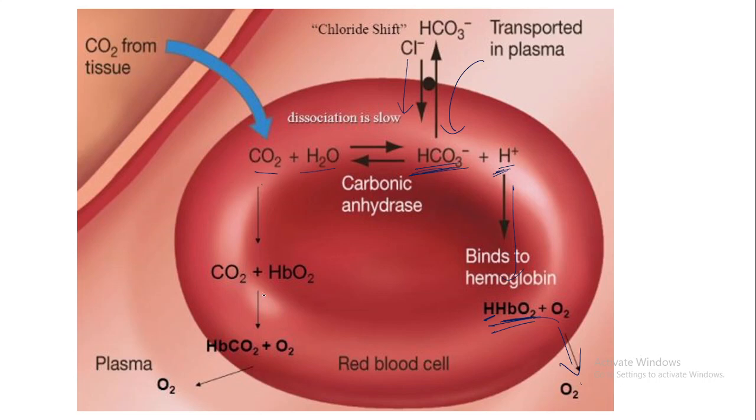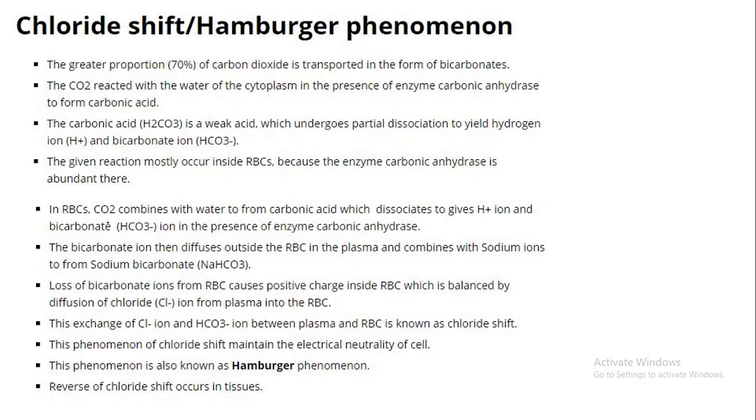Carbon dioxide in association with hemoglobin will form carbaminohemoglobin, and this oxygen is moved out so that some balance is brought. Now let's see what it is. Chloride shift is also called the Hamburger phenomenon. Remember this: in any question if they ask you about the Hamburger phenomenon, you need to know it is nothing but the chloride shift.